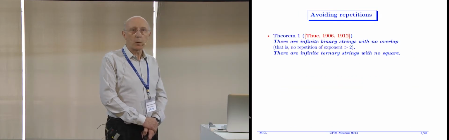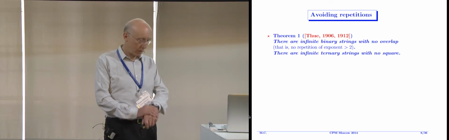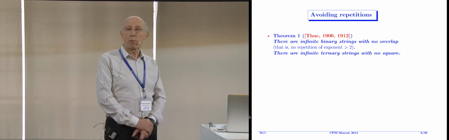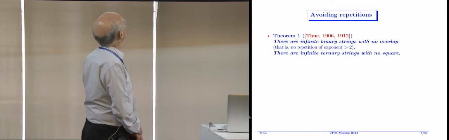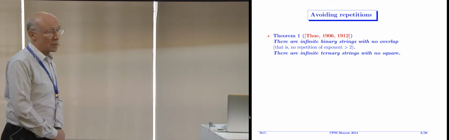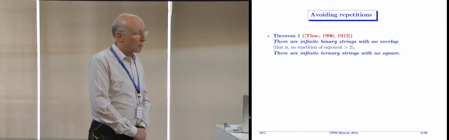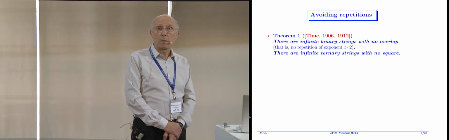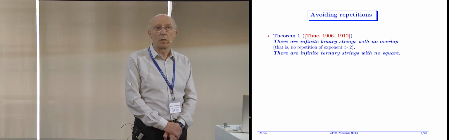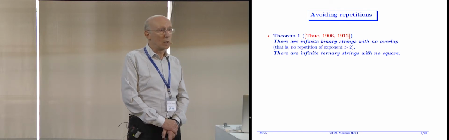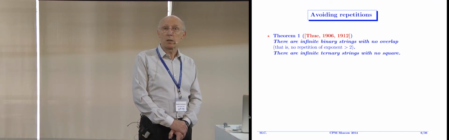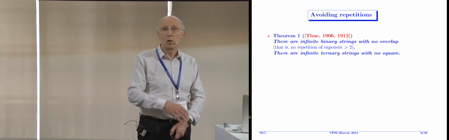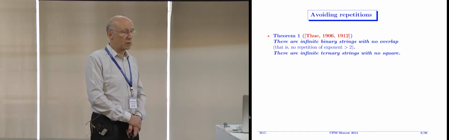So, first thing that we have strings in which we have very few repetitions. We can avoid repetition in some sense. And you certainly know that in a binary string, you can avoid overlaps. You cannot avoid squares when you have a binary string made up with A's and B's. But if you have three symbols, you can avoid squares. So this is an old result from more than one century ago.